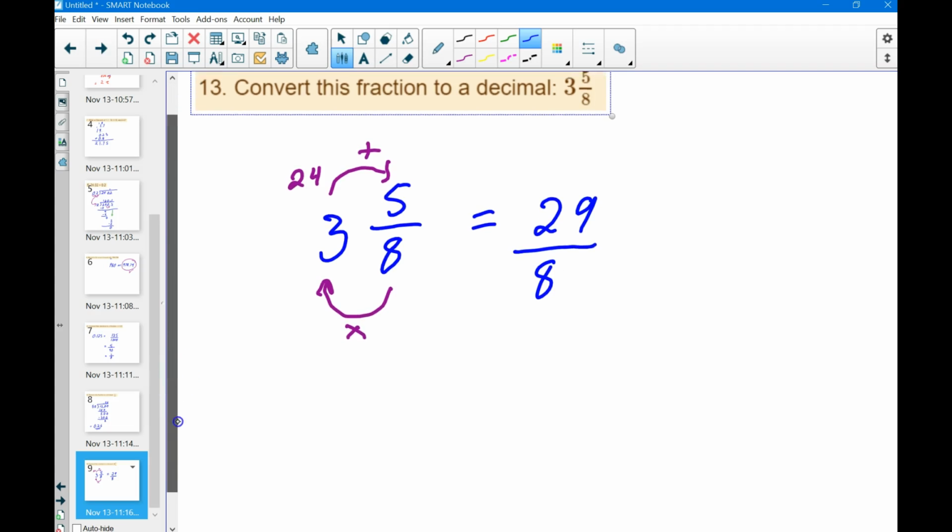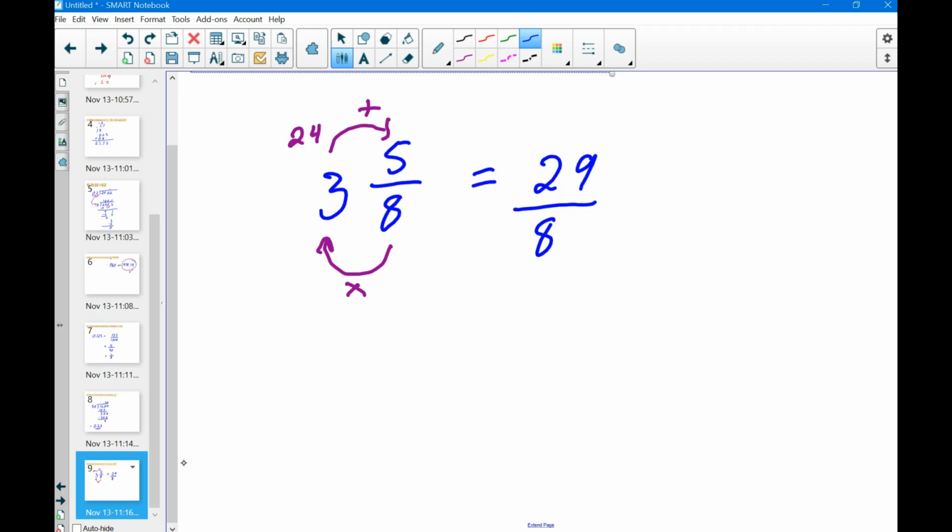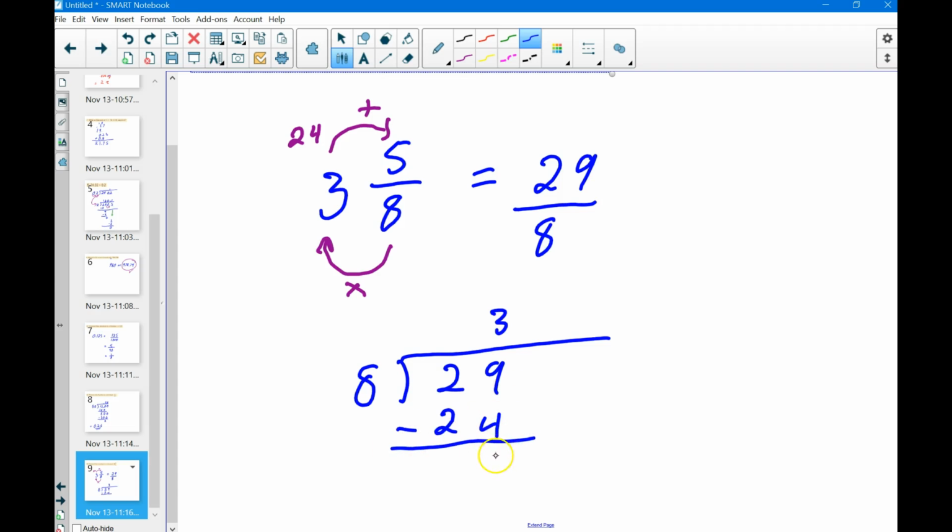So, turning that into a decimal, going the long way, I have 8 dividing into 29. And 8 can't divide into 2, but it can go into 29. 4 8s are 34, 3 8s are 24, so 24 works. I'll put a 3 here. I have 24 here. And I'm going to subtract. And it gives me a 5.